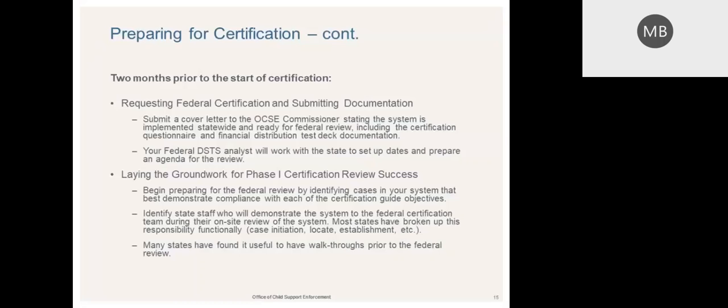Identify state staff who will demonstrate the system to the federal certification team during their on-site review of the system. Most states have broken up this responsibility functionally: case initiation, locate, establishment, etc. Many states have found it useful to have walkthroughs prior to the federal review.